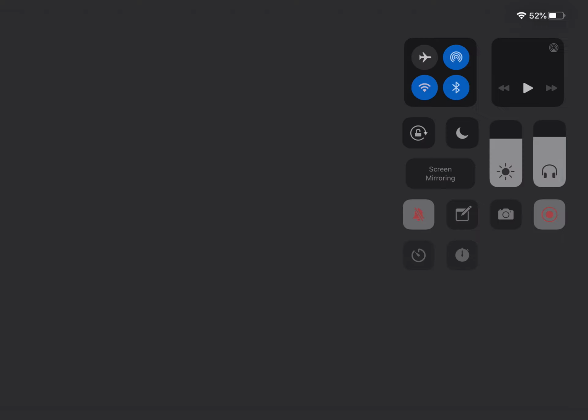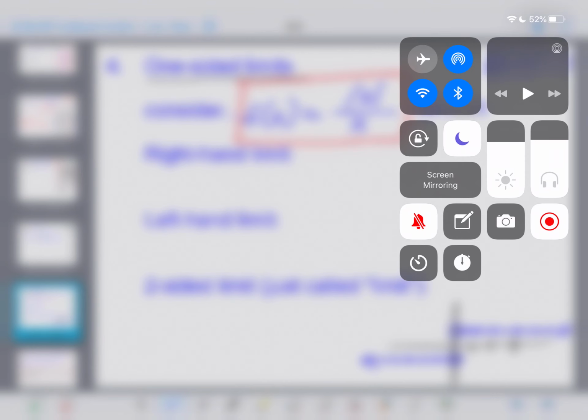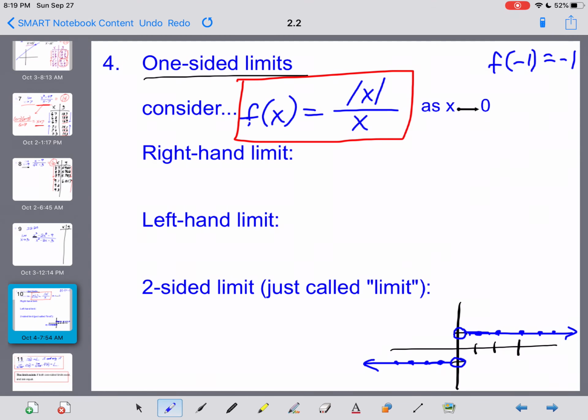So with those two things in mind, everybody, let's take a look at what's going on right here. We now are going to try to ask ourselves what's the right-hand limit, the left-hand limit, and the two-sided limit. So the way we denote a right-hand limit, everybody, is we write the limit as x approaches 0, but we put a little plus sign after that, indicating that it's a limit as x approaches 0 from the right moving to the left.